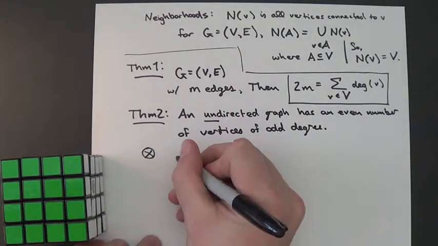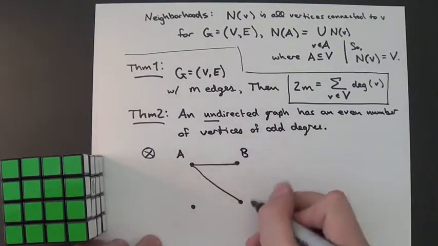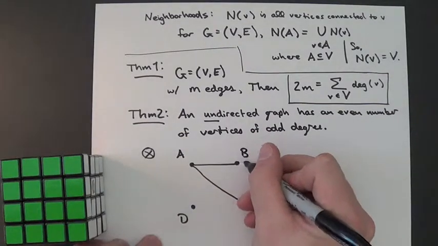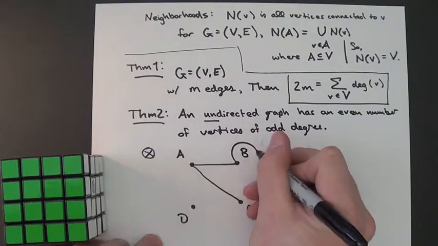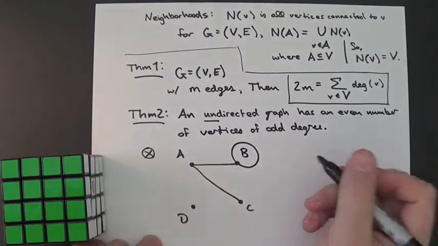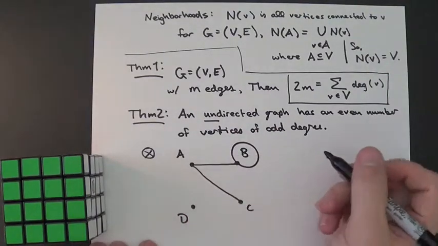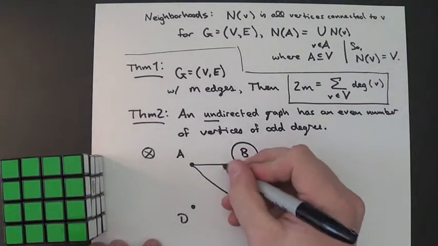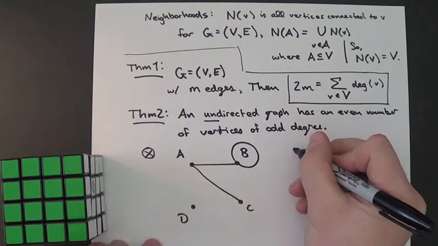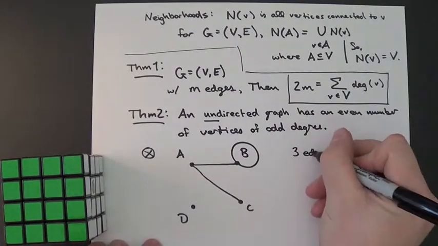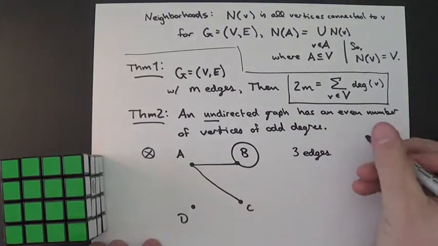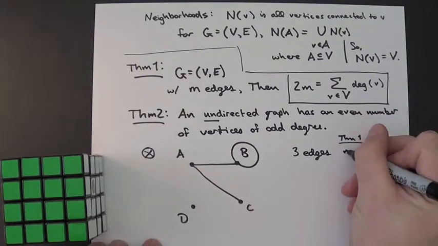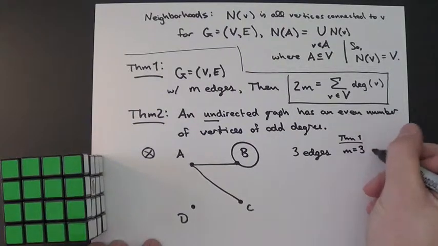Draw a similar graph to what we've been using. A, B, C, and D. I'll go ahead and throw a loop here on B. And we can double check that these theorems hold. Of course, there are 1, 2, 3 edges. So from theorem 1, m equals 3.